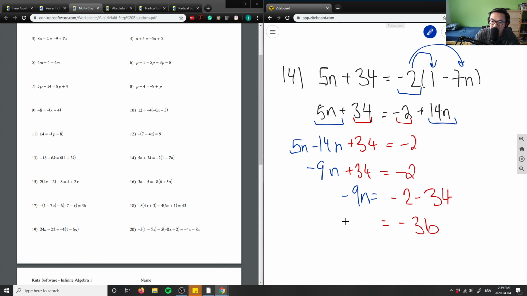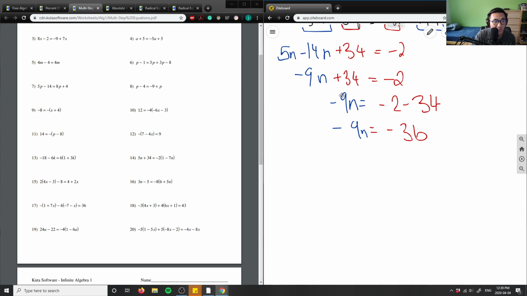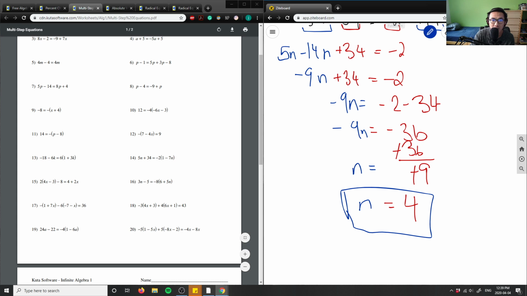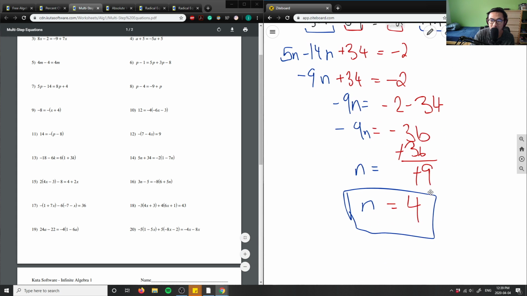And then I have, this is still negative 9n. The last thing to do with these two terms is I have to get rid of this negative 9 from the side. I have negative 9 times n. I'm doing the opposite operation, so I'm dividing both sides by negative 9. So all I'm left with on the left side is n equals, this will now be a constant, so negative 36 divided by negative 9, which means n would equal negative 36 divided by negative 9. These negatives cancel out, so it's just 36 divided by 9, which equals 4. So n equals 4, and that's our answer for number 14.